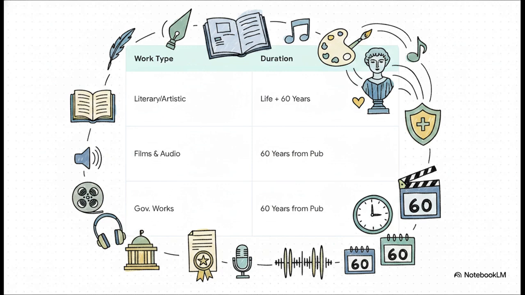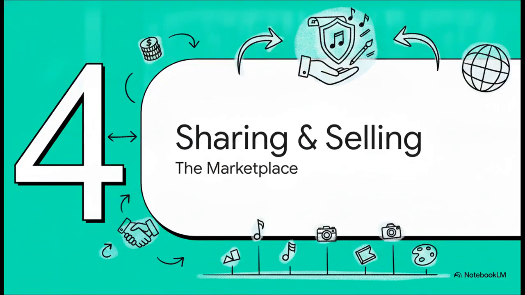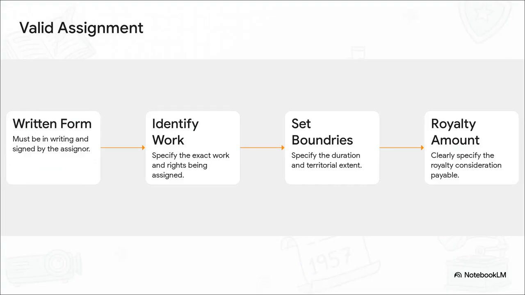For these, the clock simply runs for 60 years, starting from the calendar year next following the year the work is first published. Moving into Section 4, sharing and selling rights. The marketplace. Now, this is where copyright transforms from an invisible shield into a tangible asset that you can actually license, assign, and profit from.